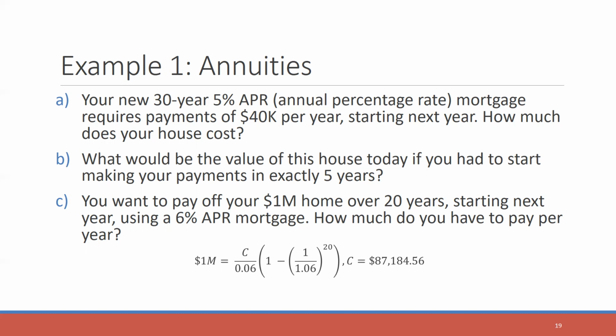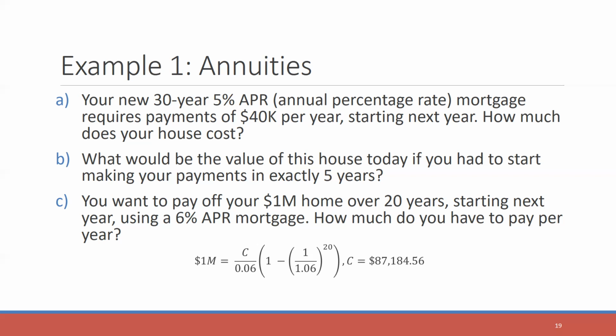Example 1 for annuities. Your new 30-year 5% APR, annual percentage rate mortgage, requires a payment of $40K per year starting next year. How much does your house cost? So in this example, I know what my C is. I know my C is going to be 40K, 40,000. I also know my discount rate. I know my R is 5%, and I know my N. I know that it's going to be 30. So I'm just going to throw this right into my annuity formula, and then I'll find an answer.